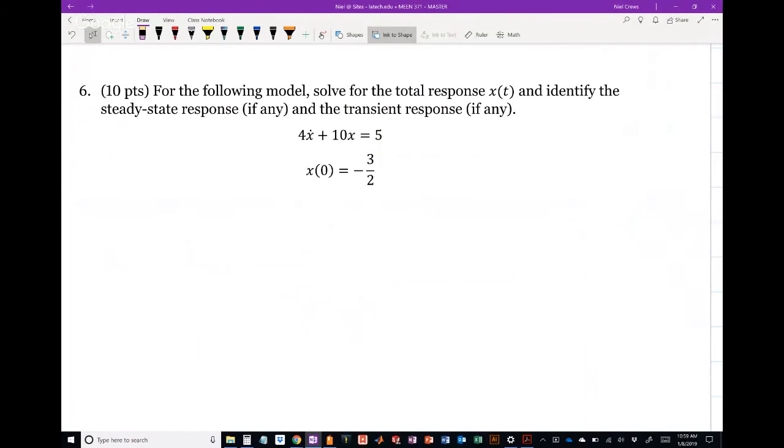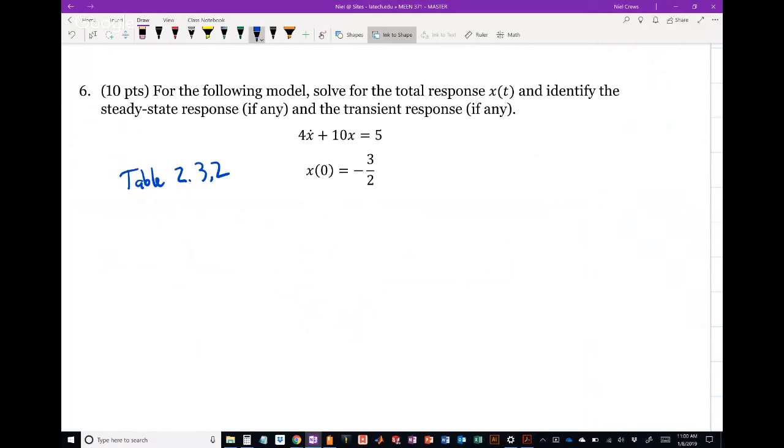Problem 6. Solve for the total response and find the steady state and the transient, if any. There were a number of ways to do this. Let's see, 1, 2, 3. There's 3 different ways. I'll show you 2 of them. Let's see, using table 2.3.2.